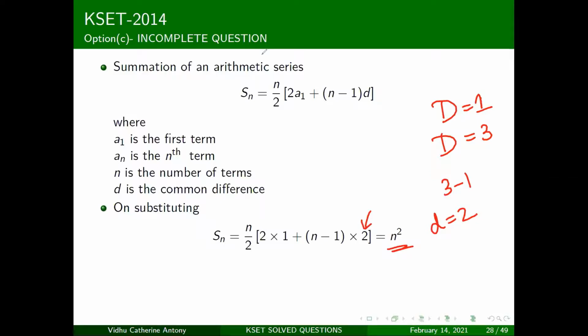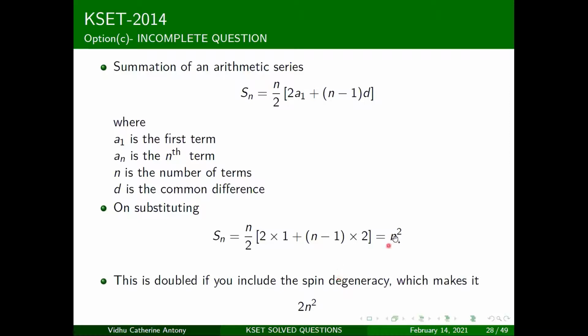Let's look at this. So this is n squared. Now, if you do include spin degeneracy, you need to double this value. If you include the spins for each of the individual electrons, then you need to multiply this value by 2. Now that is the case for your hydrogen atom.